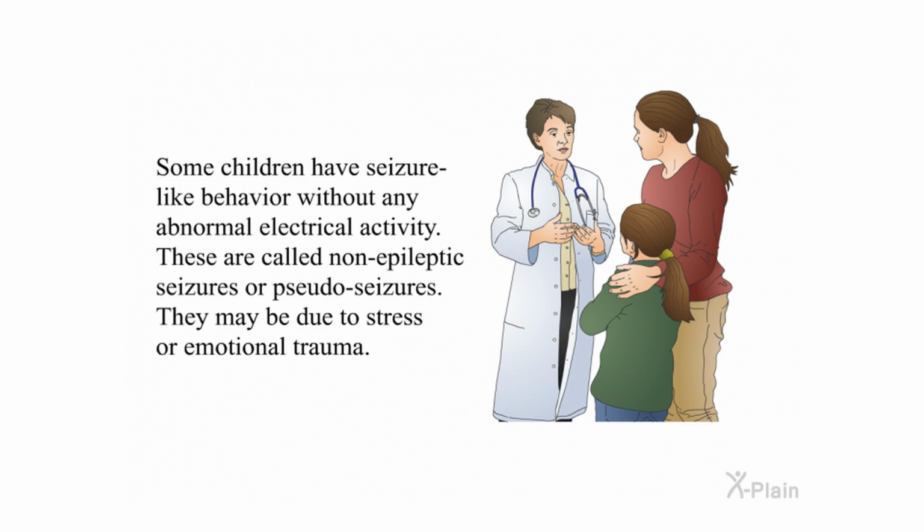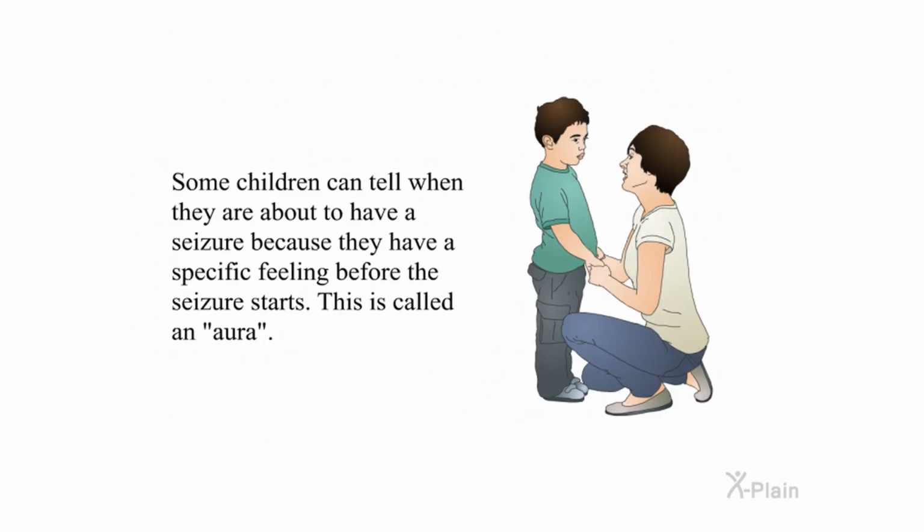Some children have seizure-like behavior without any abnormal electrical activity. These are called non-epileptic seizures or pseudo-seizures. They may be due to stress or emotional trauma. Some children can tell when they are about to have a seizure because they have a specific feeling before the seizure starts. This is called an aura.